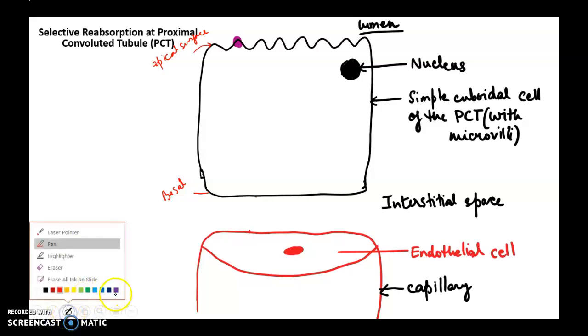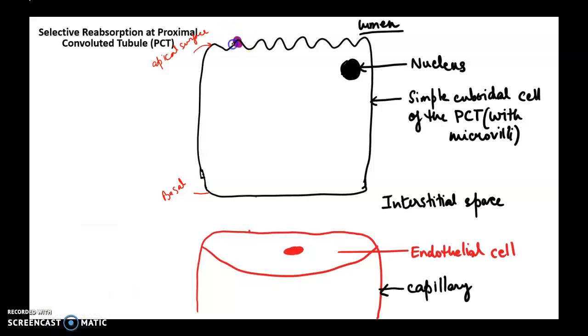Let me see if I can change color. Okay. So here we have this transporter, and this is called SGLT transporter. This transporter transports sodium from the lumen. This is the lumen, so there were a lot of sodium floating around. So sodium is transported across the membrane via the SGLT transporter.